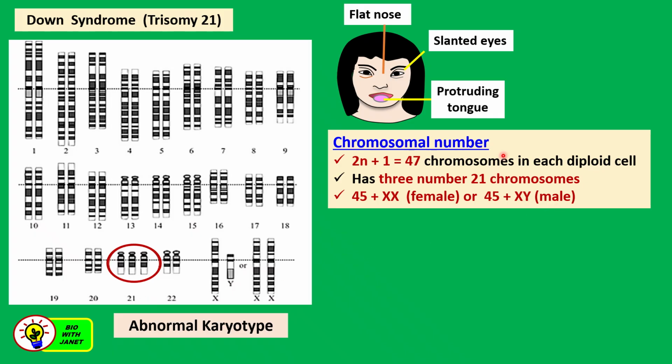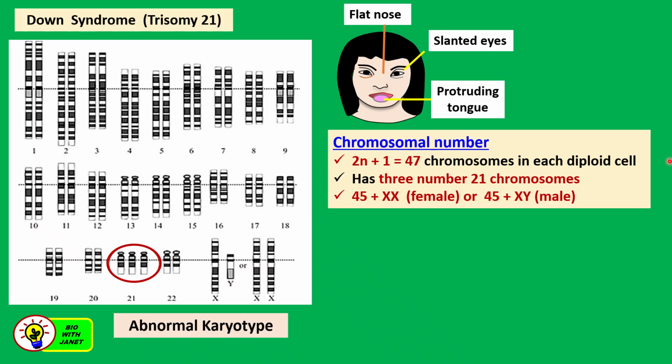So the chromosomal number, as we have said, is 2n plus 1 equals 47 chromosomes in each diploid cell. The person has 3 chromosomes number 21. Better write 3 chromosomes 21. Now, 45 plus XX or 45 plus XY, depending on whether the child or the person is male or female.